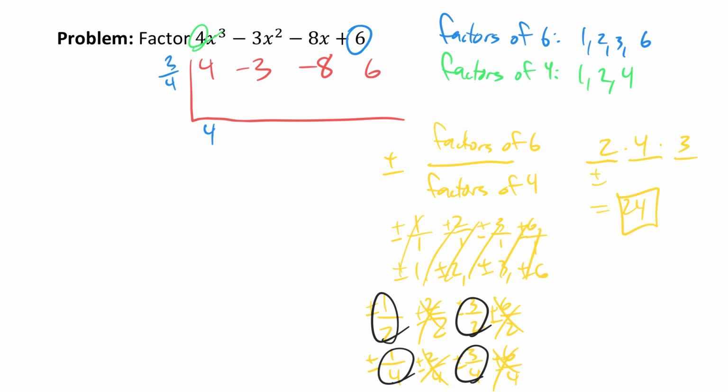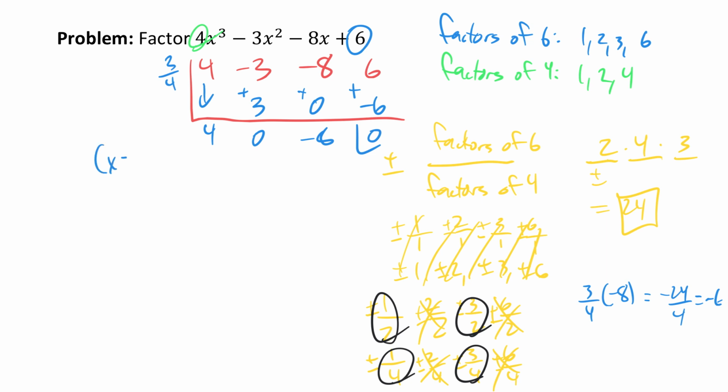Well, let's drop down that 4. 3/4 times 4 will be 3. Negative 3 plus 3 is 0. 0 times anything is 0. This gives us negative 8. That's going to give us, well, we might need to do a little bit of arithmetic on the side here. 3/4 times negative 8. It's going to be negative 24 over 4. Negative 6. Oh, looking good. That's going to give us 0. So we have x minus 3/4.